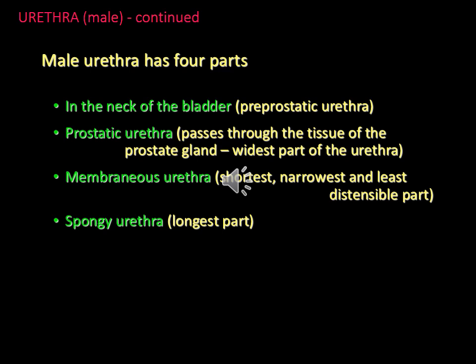easily approached. But the membranous urethra, which is passing through the urogenital diaphragm, and which we have described as a content of the deep perineal pouch, is the shortest, narrowest and least dilatable. That means it will offer some resistance if we are trying to catheterize transurethrally. Finally, the longest part of the urethra is in the corpus spongiosum, which is also called the spongy urethra.